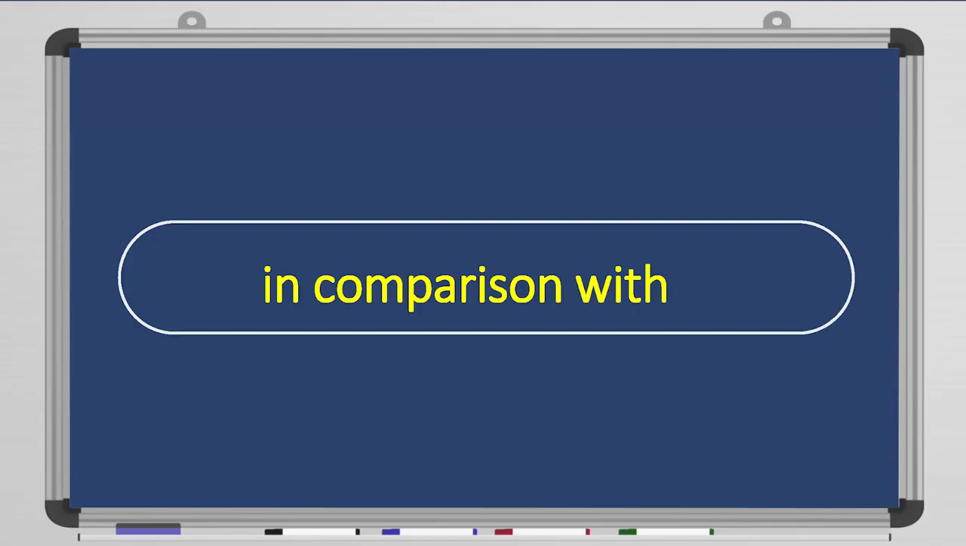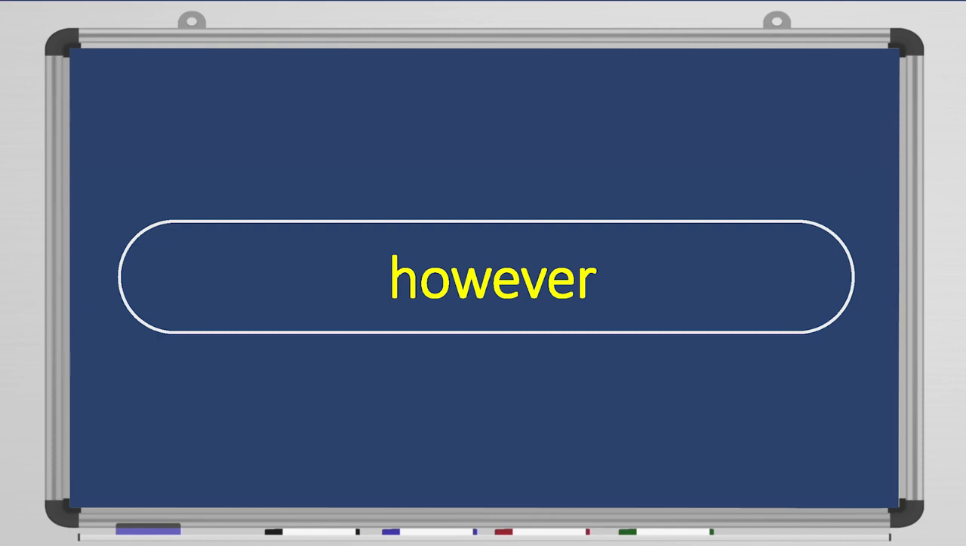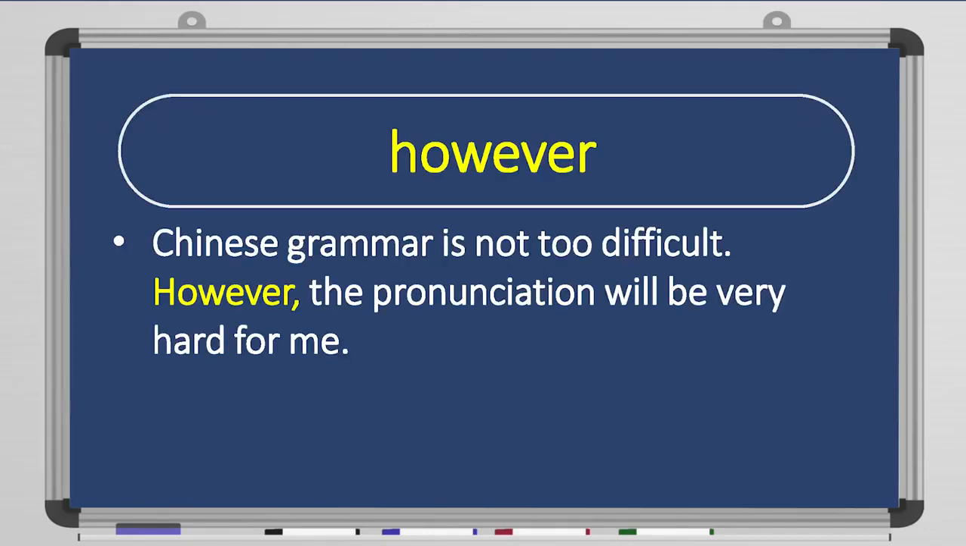And now, in comparison with, it's very clear from the name, you're going to compare one thing to another. So we can use it to say, in comparison with urban areas, rural areas are more peaceful and quieter. Very simple. However, it's very easy to use because we use it to show that something is different. Chinese grammar is not too difficult. Some say it's a little bit easy. However, now you're going to pose a problem. Usually when we use however, we want to show that there's a difference or it's difficult for you. However, the pronunciation will be very hard for me.